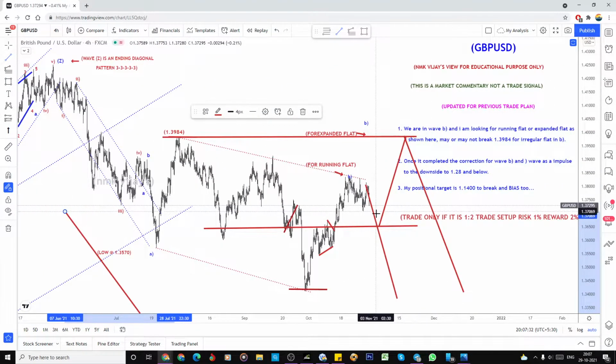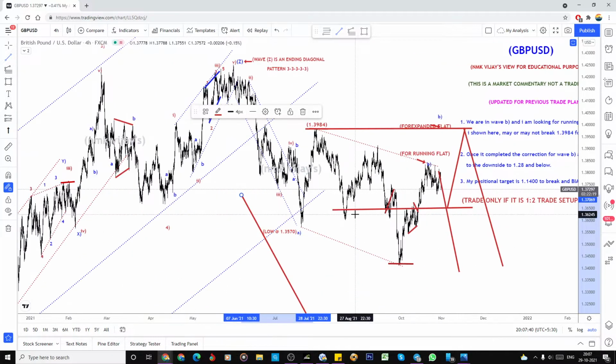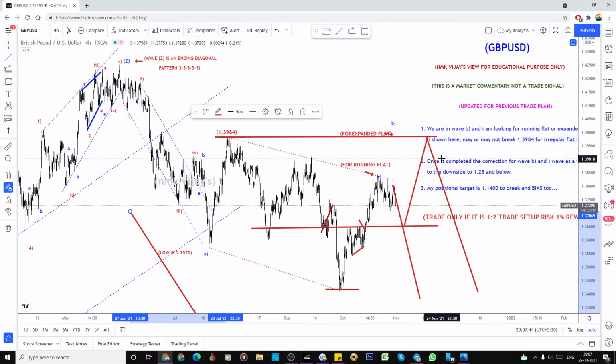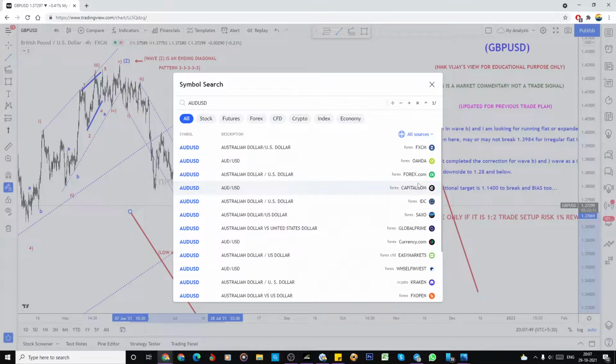That's it. So these are the opportunities. And if you took the trade according to this, and if you are buying here, the market will do like this. I have already shown several examples like those in gold also. So this is my view in GBP USD. Let's move on to the Australian dollar.